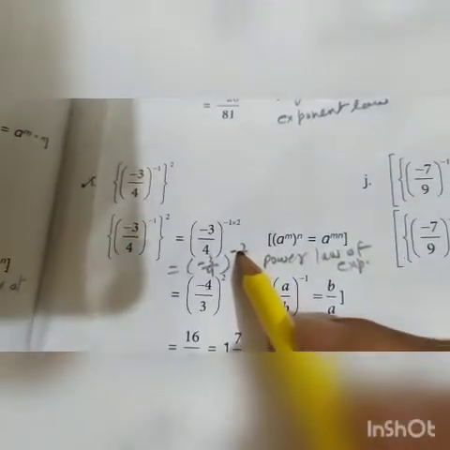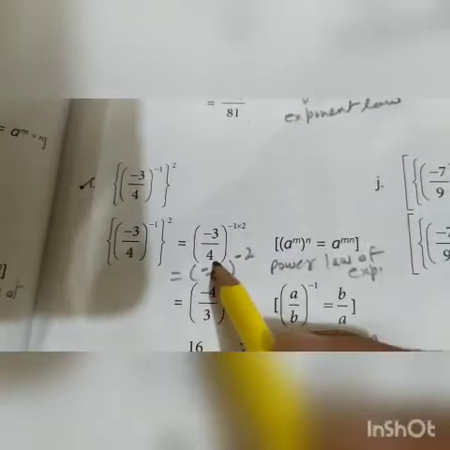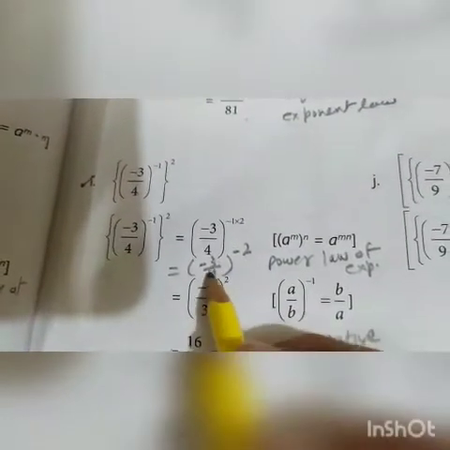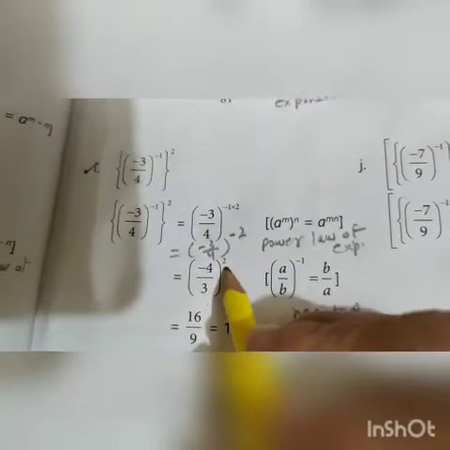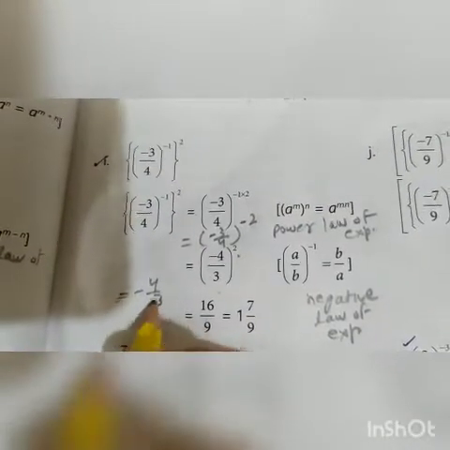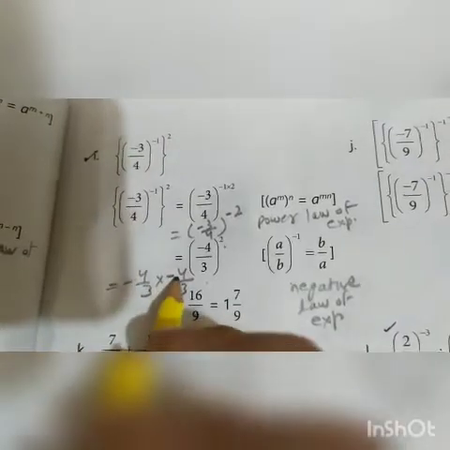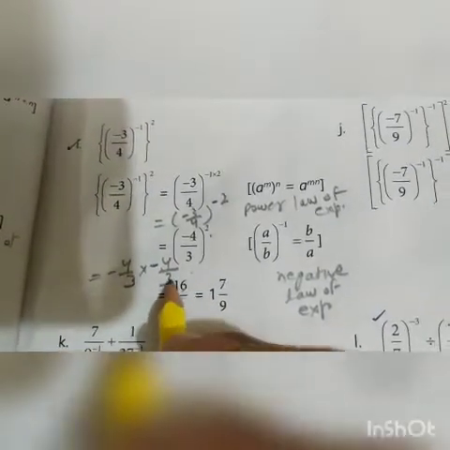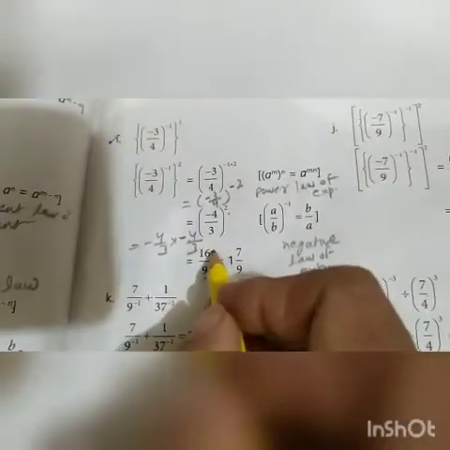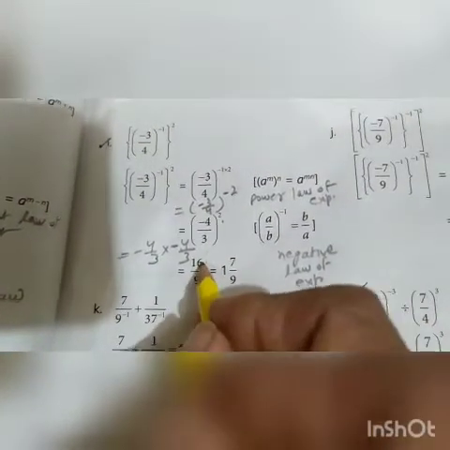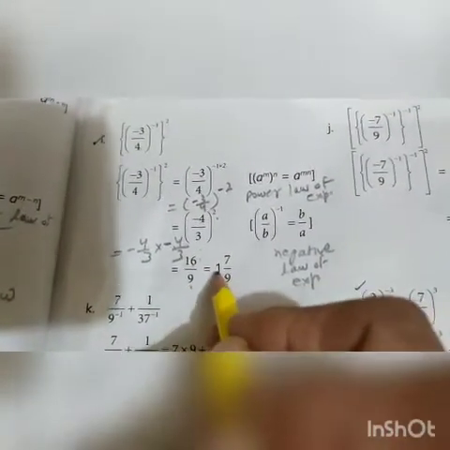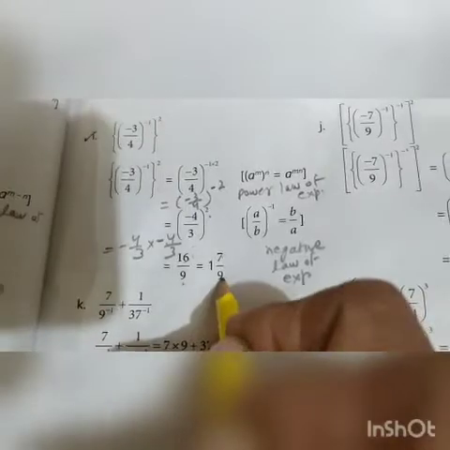Then this is negative power, so write reciprocal of this base. It will become minus 4 upon 3 and power will become plus. Then multiply minus 4 upon 3 two times, like this, minus 4 upon 3 multiply by minus 4 upon 3. Minus 4 multiply minus 4 plus 16, 3 3s are 9. Again it is an improper fraction. We will divide this 16 by 9. So we will get 1 and 7 upon 9.